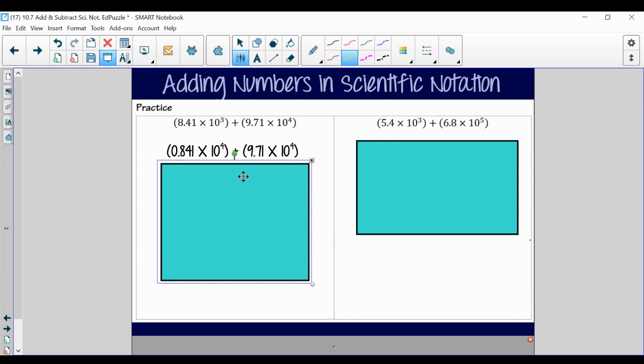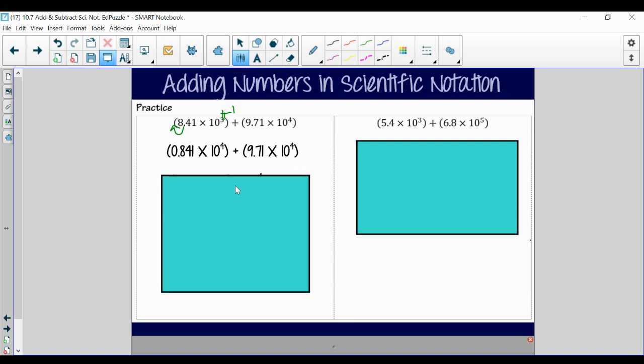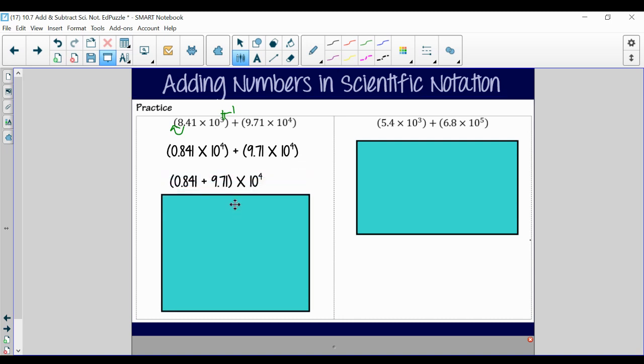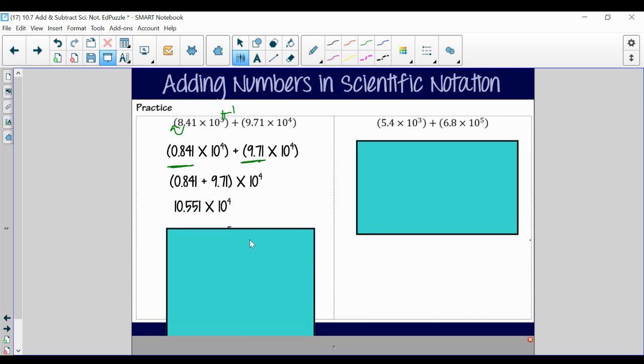So this one, I'm going up a power. So in order to do that, we have to divide by 10. So that adds 1 to this 3, the power of 10. So then we can combine our factors. We can go ahead and add those. You still have times 10 to the fourth. And then in this case, we're still not in scientific notation, even though we went to a larger power. So we still have to convert to scientific notation. So here would be your answer.